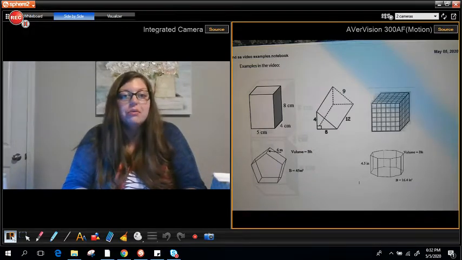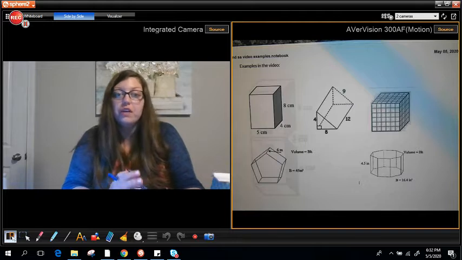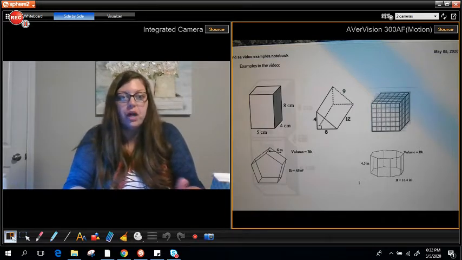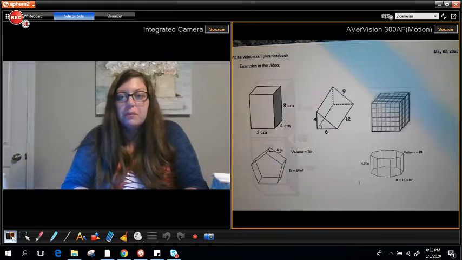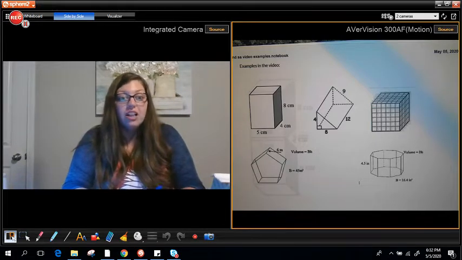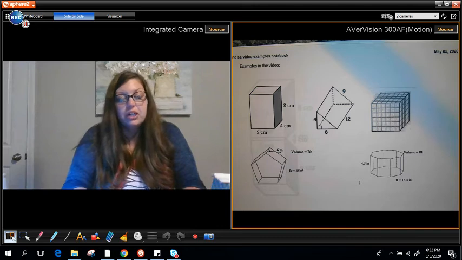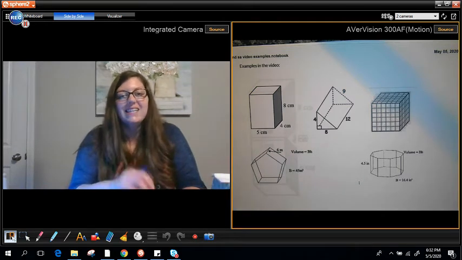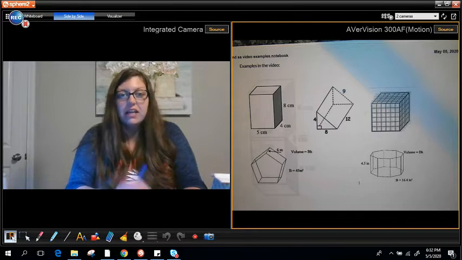We're going to continue with three-dimensional shapes, but we are moving on from surface area to the volume of prisms. So we're only going to be looking at prisms today, and we're going to be finding volume. Now volume is all about the inside, whereas surface area was all about the space on the outside. Now we want to know, what is the space inside the object?